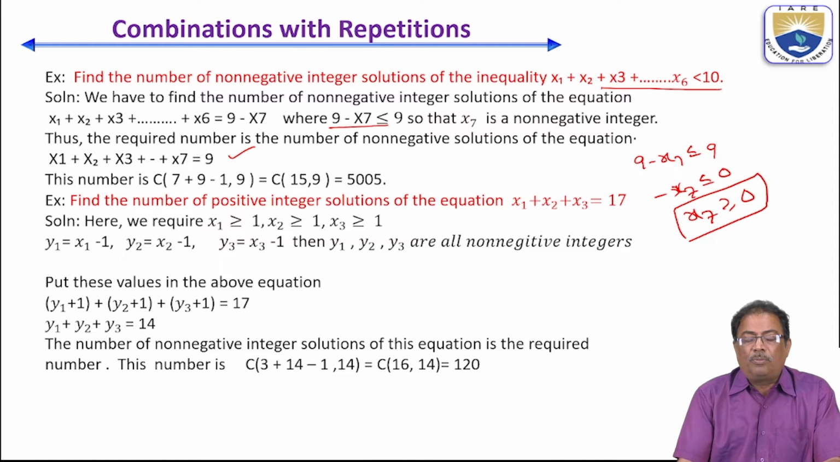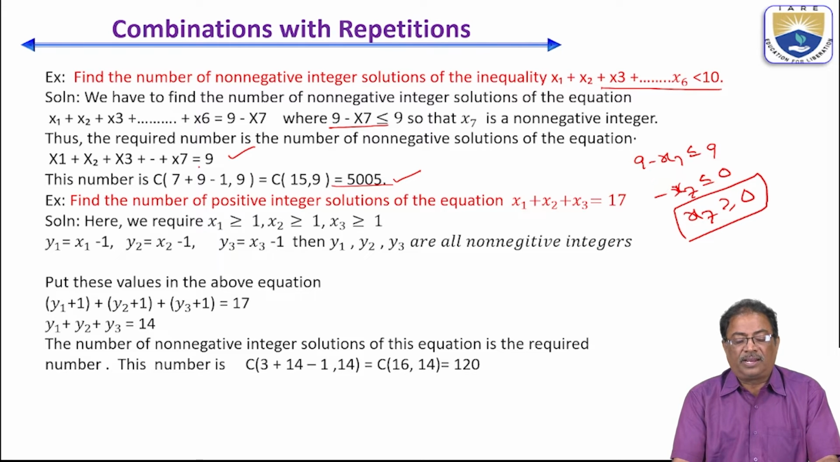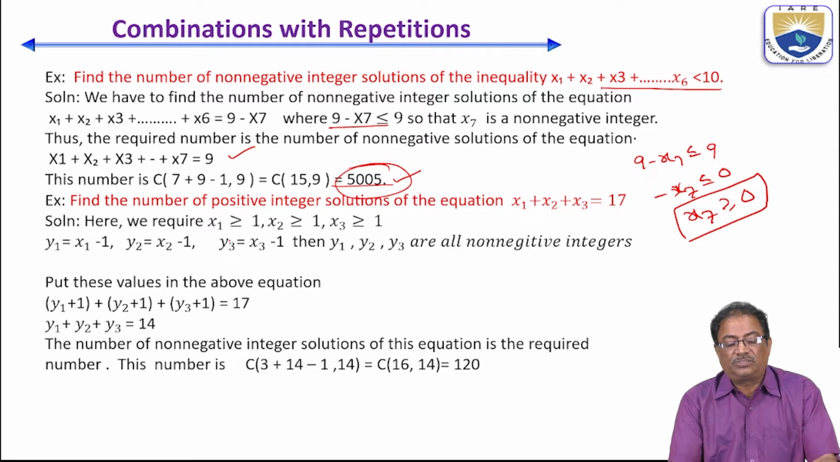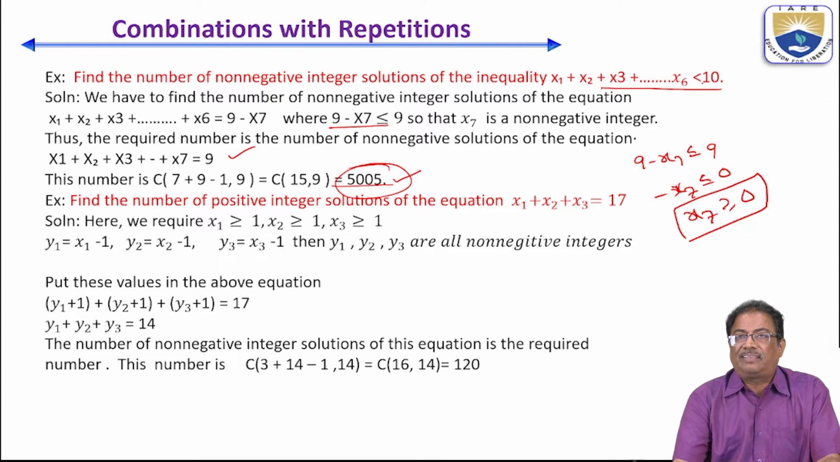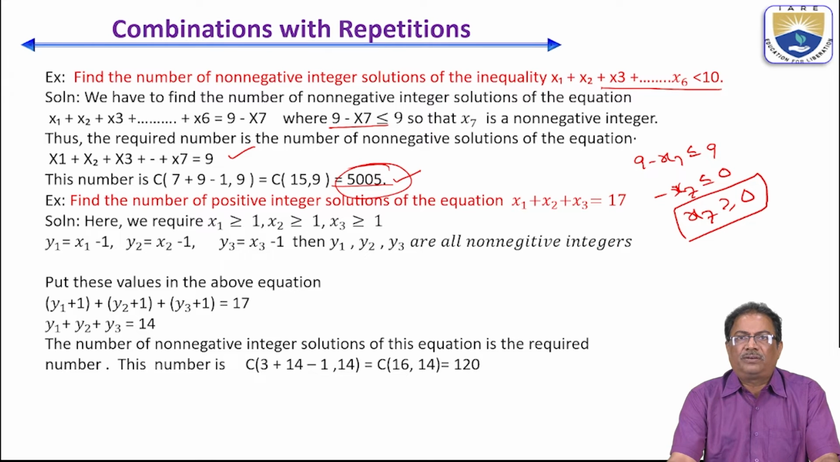And for this, how many possible solutions will there be? Here n is equal to 7 and r is equal to 9. Once again using the same formula, we obtain this many non-negative solutions for this equation. Since it is less than 10, we consider the next integer value as 9, and we add one more non-negative variable x7, and for that we find the solution.